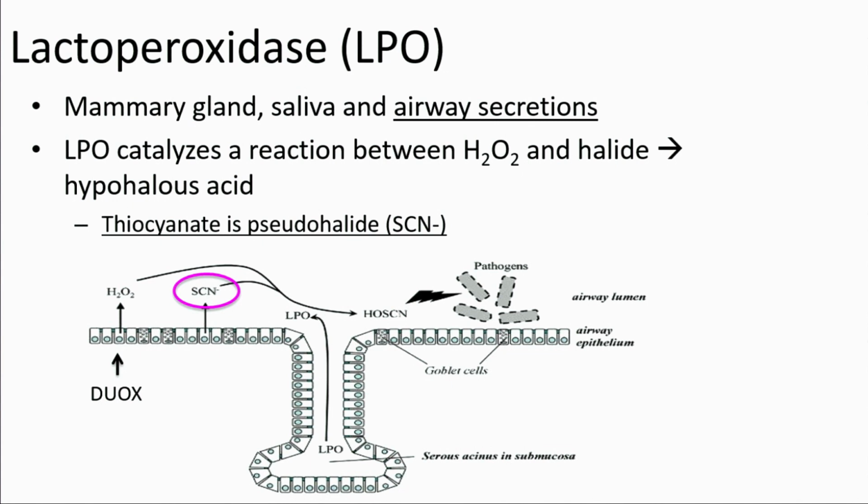Lactoperoxidase is a peroxidase that was first found in the mammary gland, hence the name, but it is also in the saliva and in airway secretions. It catalyzes a reaction between hydrogen peroxide and a halide to form a toxic hypohalous acid. In our normal body system, in you and me, our body creates a pseudohalide called thiocyanate, which is transported out onto the epithelial surfaces of your body and acts as a substrate for this enzyme. And this product is mildly antibacterial.